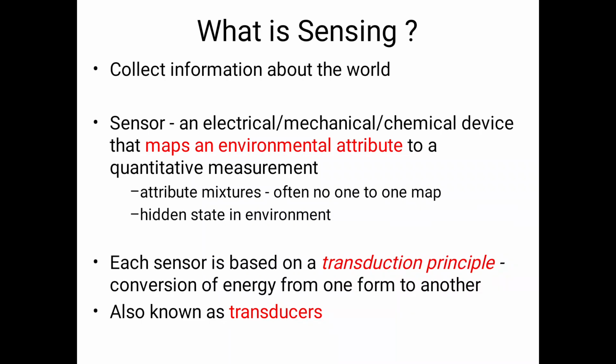Attribute mixtures are often not a one to one map, or there is a hidden state in the environment. Sometimes there are certain properties, for example we can't directly sense the moisture in the environment, it is hidden in the environment, but with the help of a sensor we can sense it.